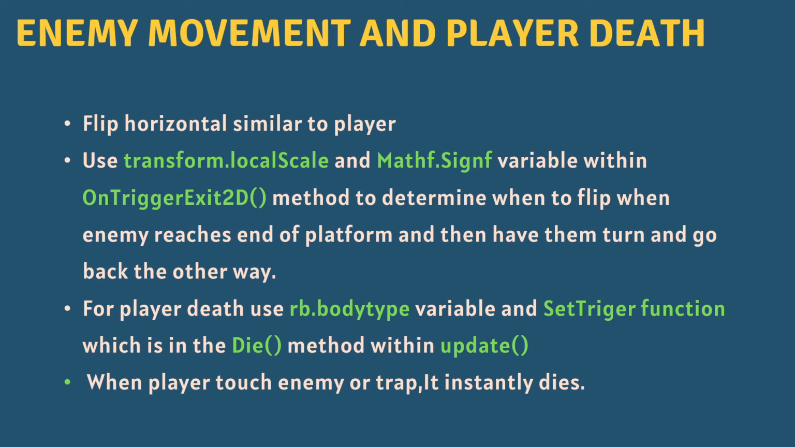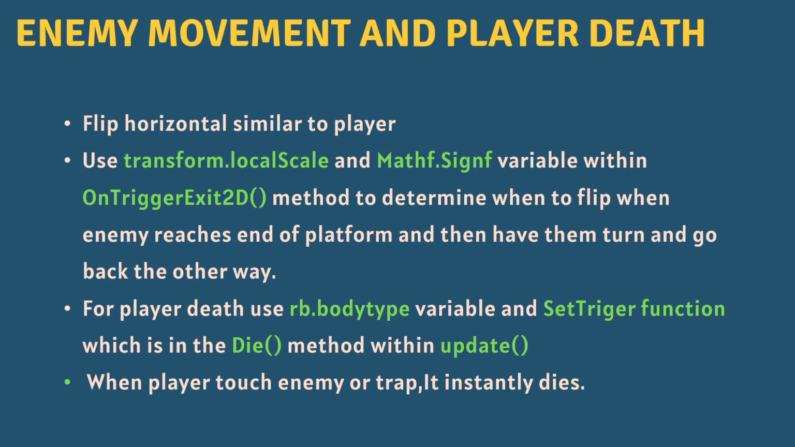Enemy movement and player death. So in this I will be telling about the things we have done to make an enemy. So the first thing is flip horizontal, which is similar to the player we discussed earlier. The next is we have used transform.localScale and Mathf.Sign with an OnTriggerExit2D method to determine when to flip when the enemy reaches the end of the platform, and then have them turn and go back the other way.